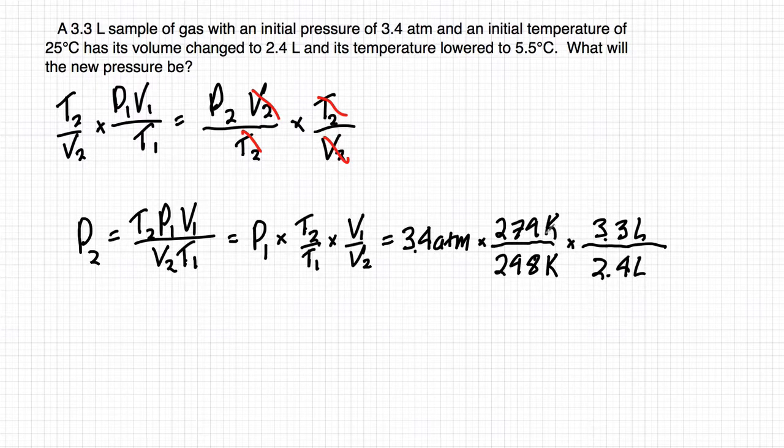And so you'll notice that the units cancel, and the only unit left standing is atmospheres, and that's kind of what we want. And we're allowed just two significant figures, my calculator gives me 4.4 atmospheres. And that's our final answer for this problem.